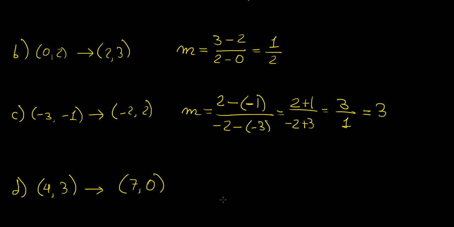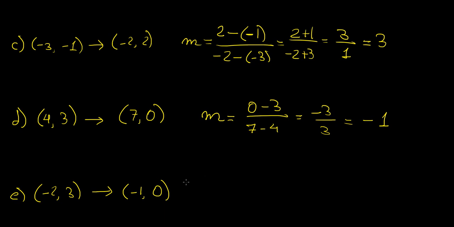And now we're going to go with the next one. So the gradient in this one is going to be 0 minus 3, and then we have 7 minus 4. So at the top we have minus 3, bottom we have 3. So this becomes a gradient of minus 1.